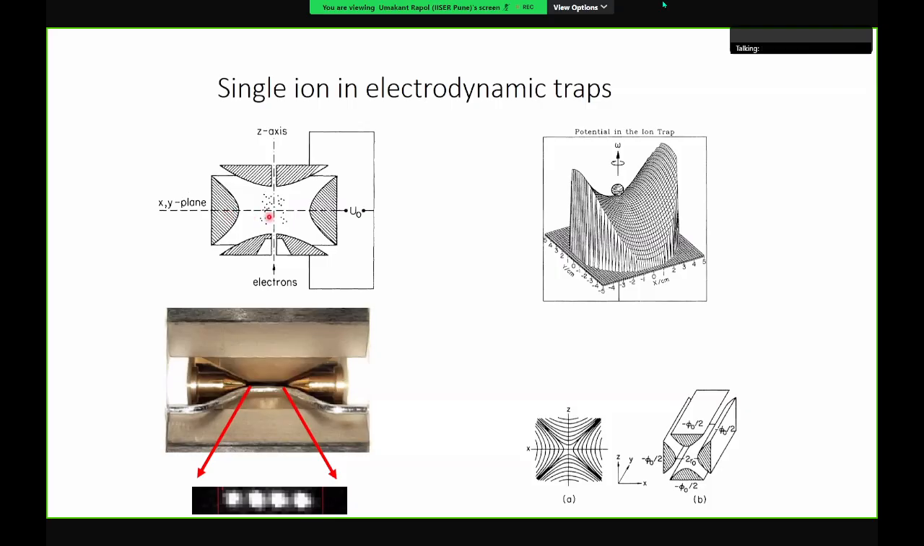Now, if you apply a DC potential, for example, between these outer two electrodes and this ring, it forms a potential surface that looks like a saddle. If you put a charged particle in this DC potential, it's not going to remain there, because along one direction the charged particle sees a potential minimum, whereas in the other direction it sees a potential maximum, so it can just roll off.